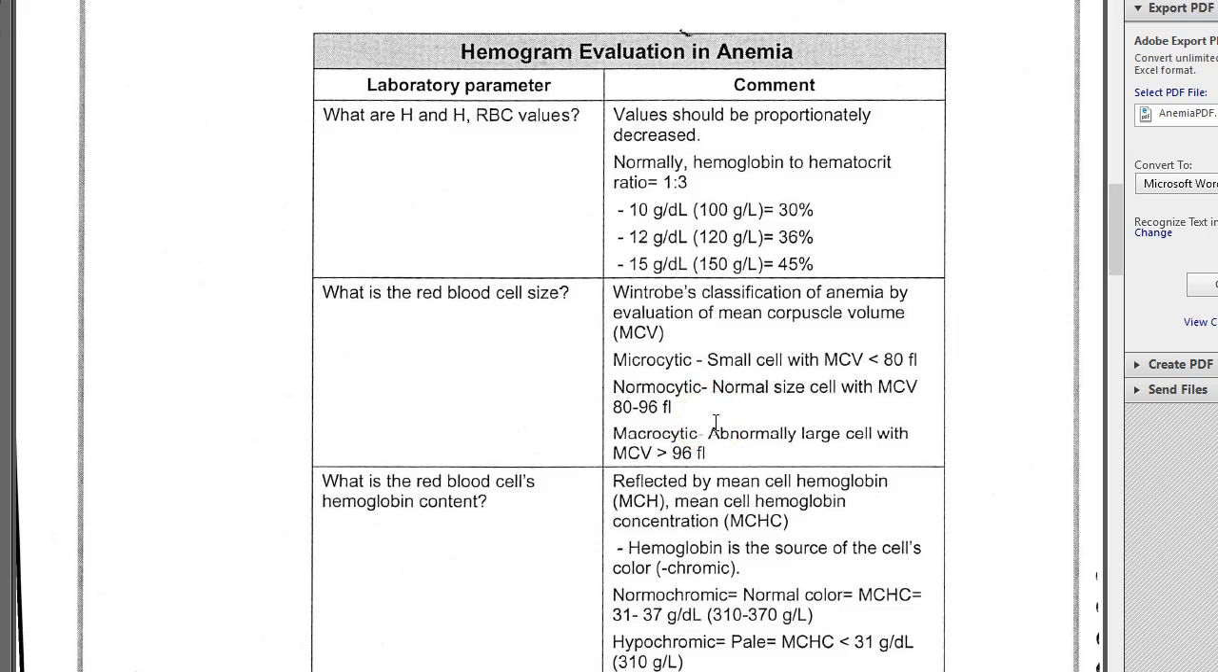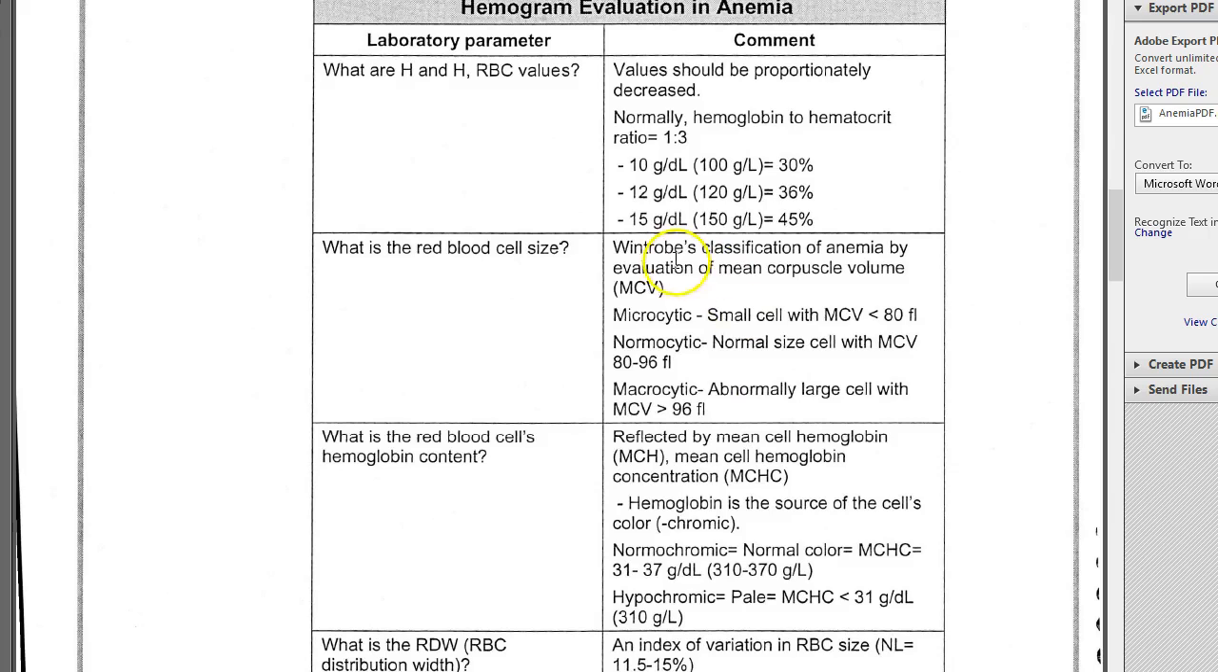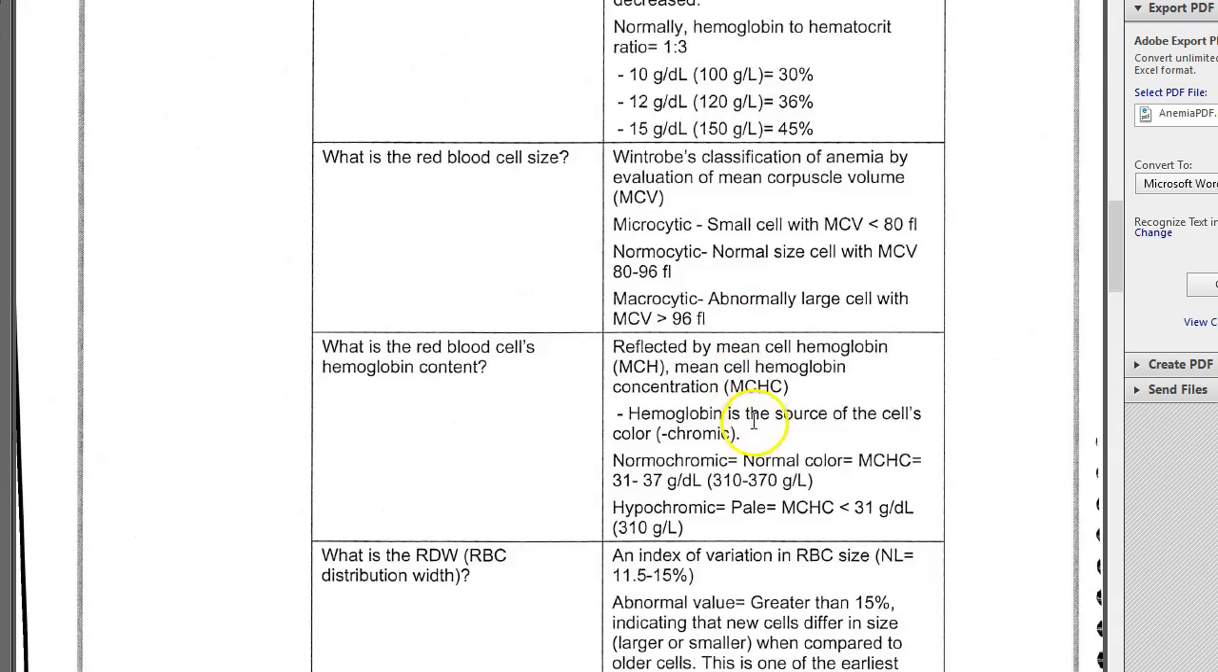All right, next thing we're going to deal with is we want to know what is the red blood cell's hemoglobin content. So we've got our mean cell hemoglobin, our MCH, and then our mean cell hemoglobin concentration, MCHC. So we're dealing with color here. Hemoglobin is the source of the cell's color. So we're dealing with chromic. So a lot of times we start off and we determine is something microcytic, normocytic, or macrocytic. Then we want to know, is it normochromic or is it hypochromic?